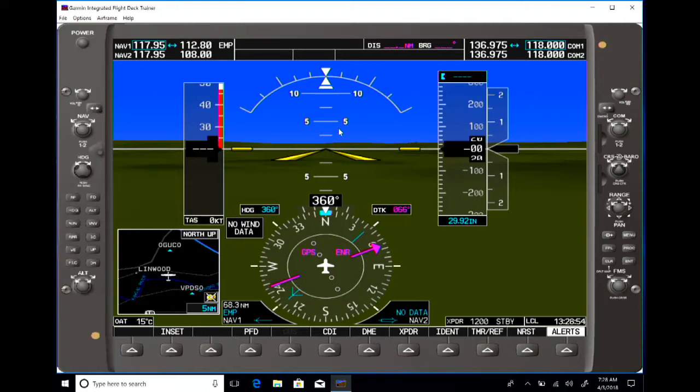So your scan would go attitude indicator, heading indicator, attitude indicator, airspeed indicator, attitude indicator, altimeter, attitude indicator, vertical speed, attitude indicator, and it'll go to your engine systems, which are on your primary multifunction display, and you'll check your instrument systems. So that's kind of what that looks like. It all begins and ends here with your attitude indicator.